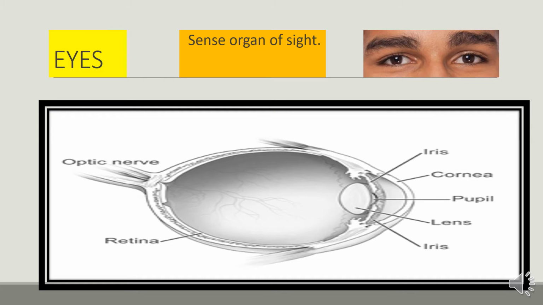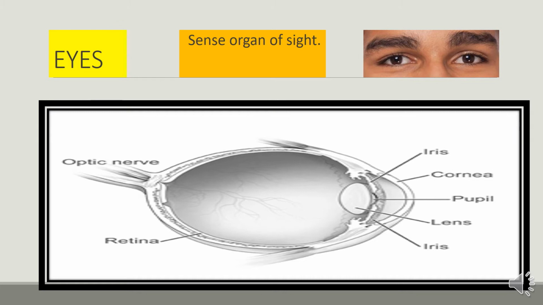What is the role of the optic nerve? The optic nerve connects the eye to the brain. The nerve cells in the retina send the message to the brain through the optic nerve. Basically, the optic nerve connects the eye to the brain. The brain reads the messages and then enables us to see the object.